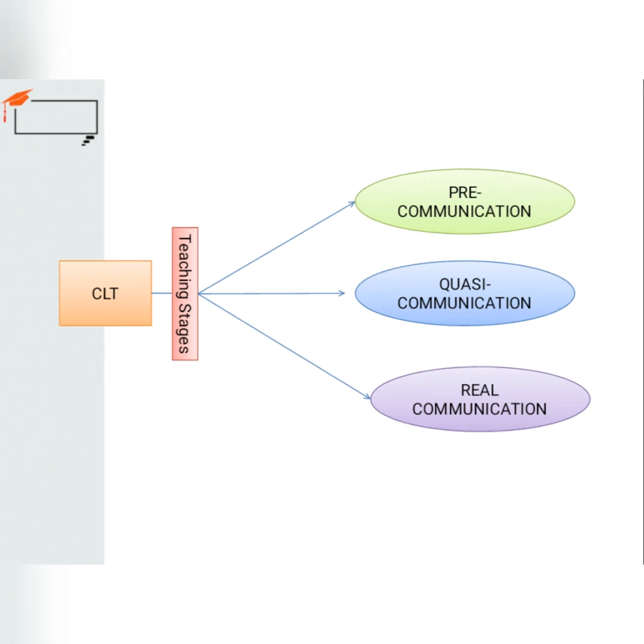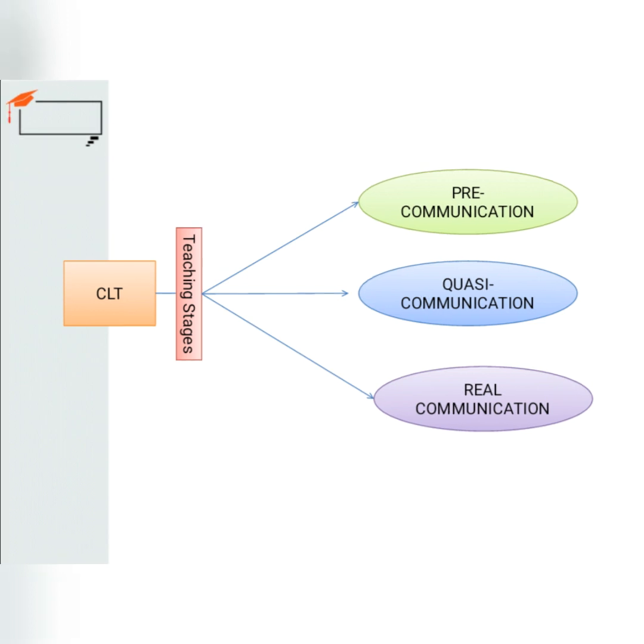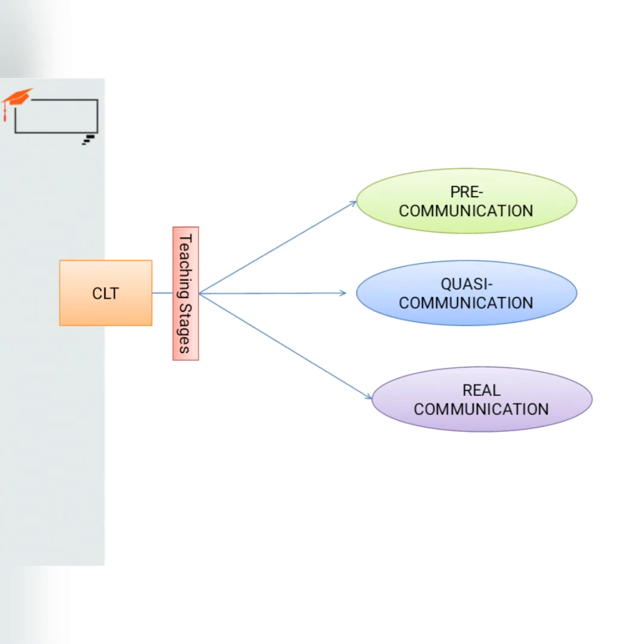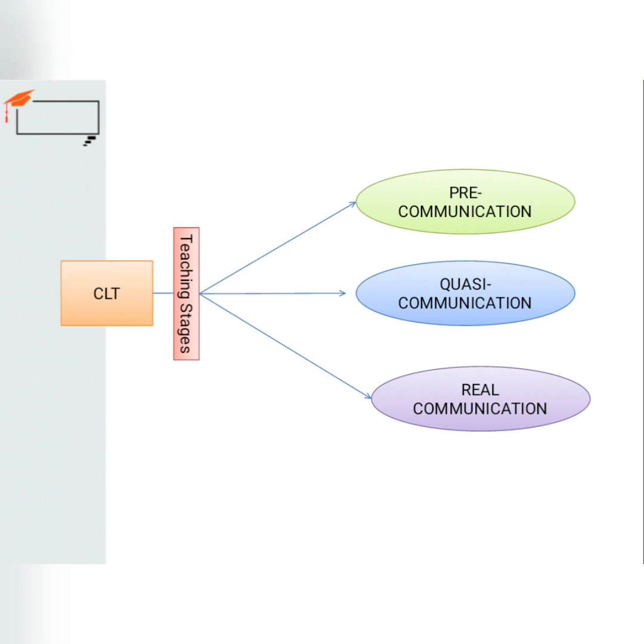Next is the stages of using CLT in language teaching. There are three stages in using CLT in language teaching. The first is the pre-communication stage, the second is the quasi-communication stage, and the third is the real communication stage. First, the pre-communication stage. The pre-communication stage means to prepare the students for the later communication. In the pre-communication stage, the students learn about the theory of a material.